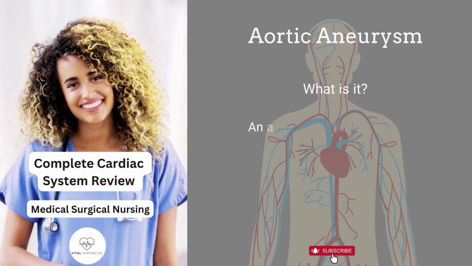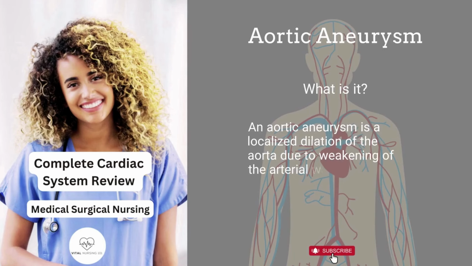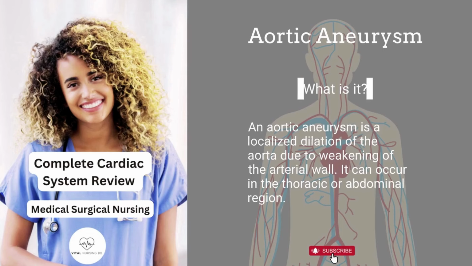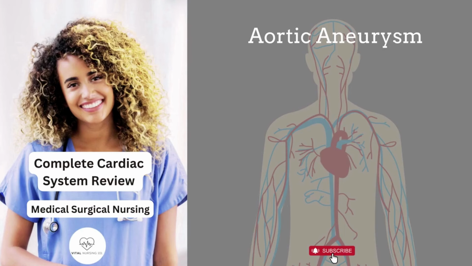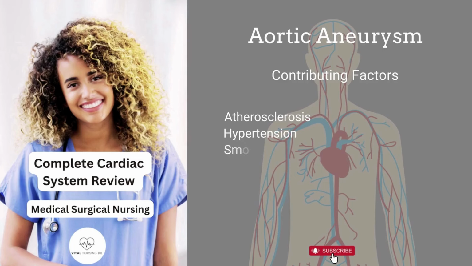Aortic aneurysm. An aortic aneurysm is a localized dilation of the aorta due to weakening of the arterial wall. It can occur in the thoracic or abdominal region. Contributing factors are the following: atherosclerosis, which is the most common cause, hypertension, smoking, genetic disorders such as Marfan syndrome, age over 60 years.